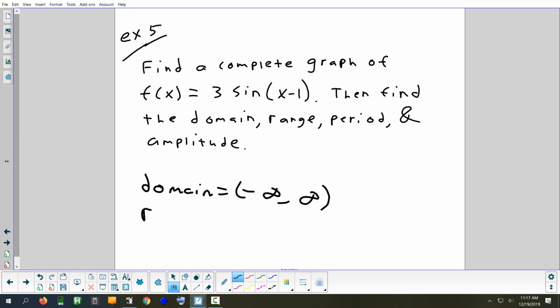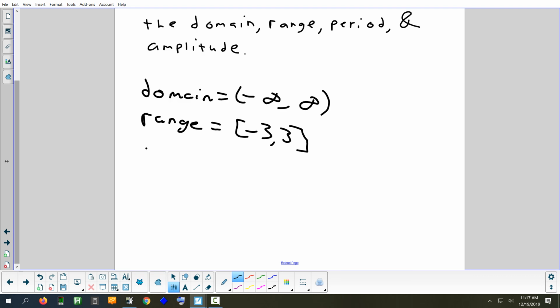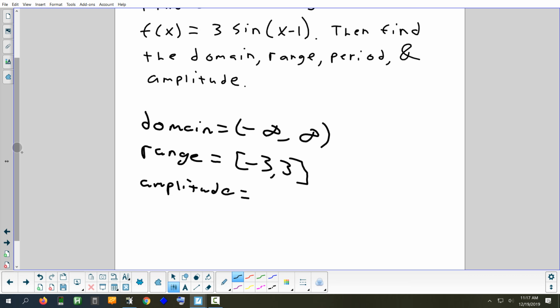So we get domain. Now, what were you saying? What else were you saying, Jared? Including -3 to 3 included. Right. Amplitude here is -3 to 3. I'm sorry, not amplitude. Range. Sam, how about what's the amplitude? 3. Absolute value of the number in front.